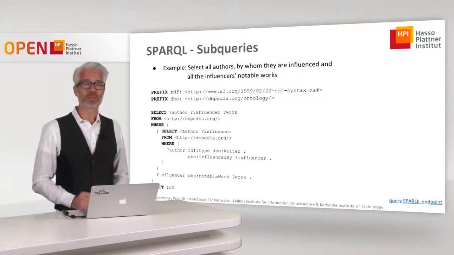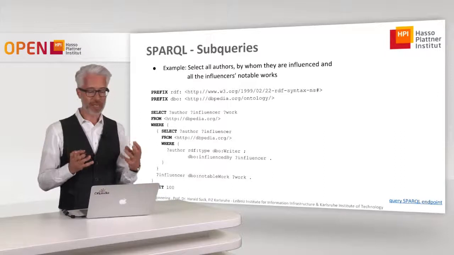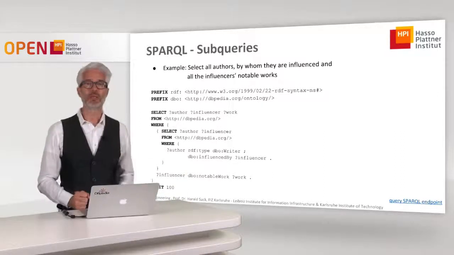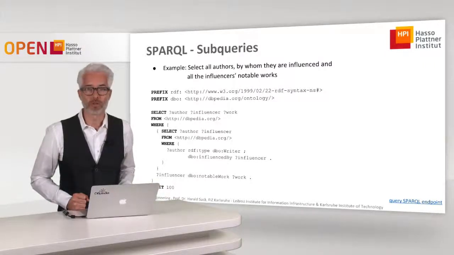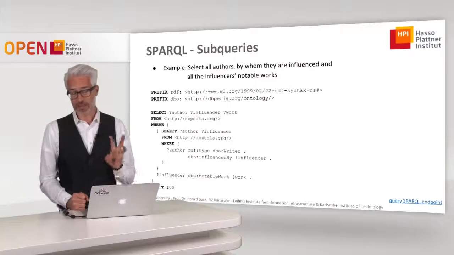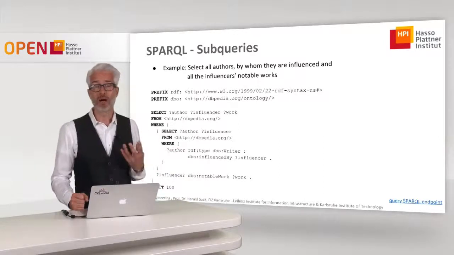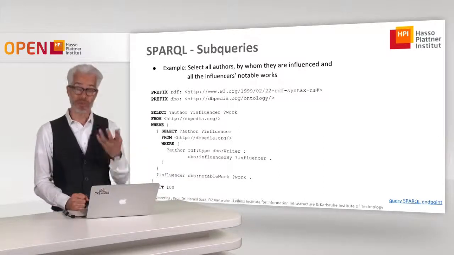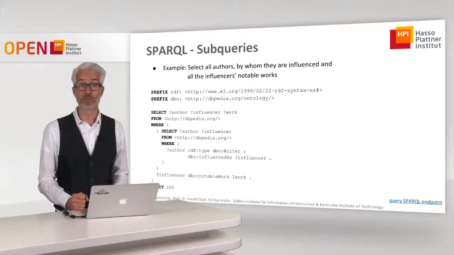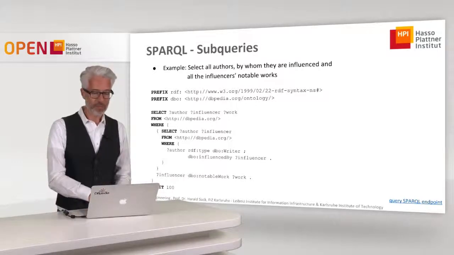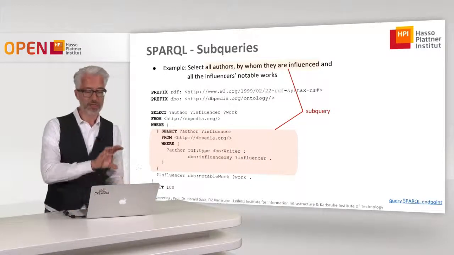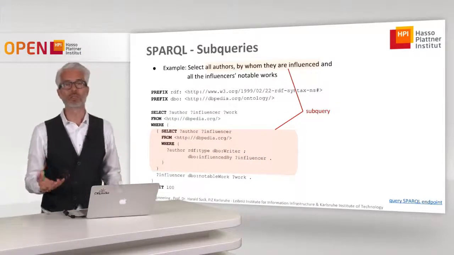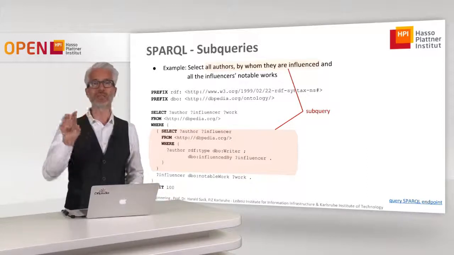Look at the following example. What we want to do here is select all authors, again from DBpedia, by whom they are influenced, and all the influencers' notable works. Of course, this is a query which could also be answered without a subquery, but this is only to demonstrate how it works. So first of all, we have one part of the query: select all authors and by whom they are influenced. And this will be our internal subquery.